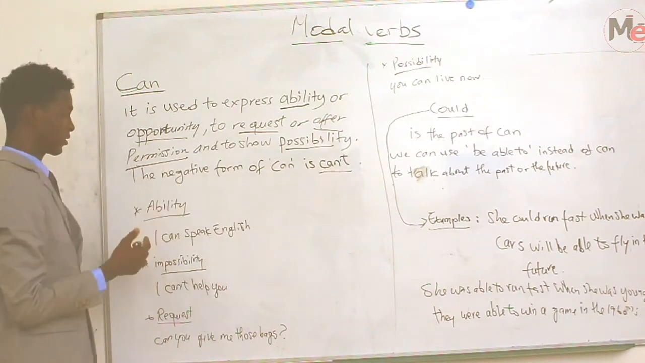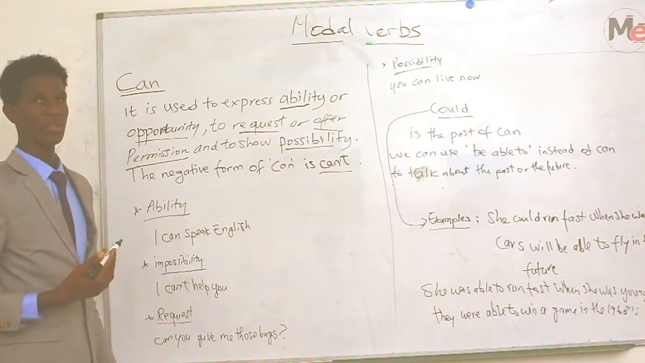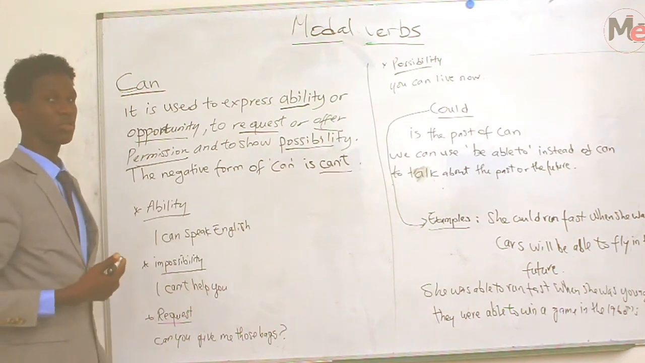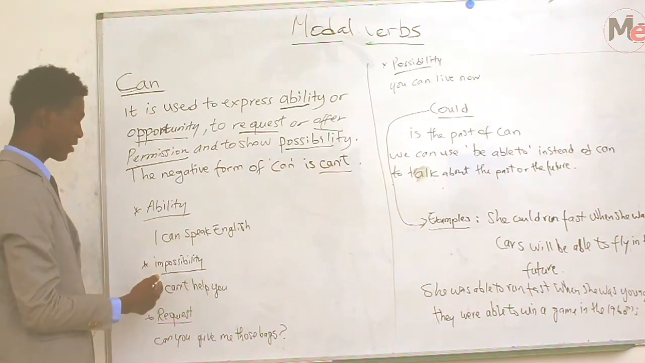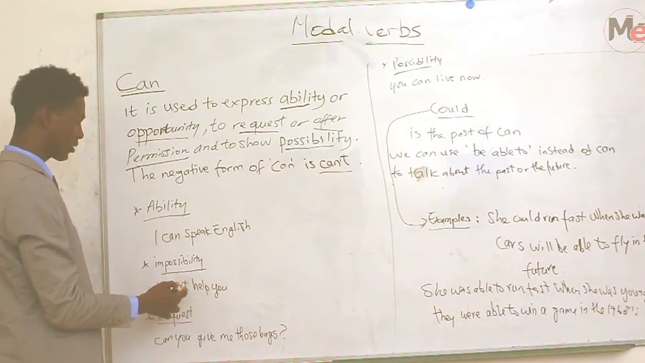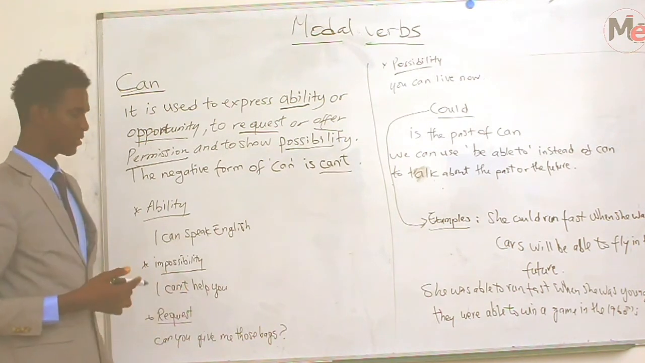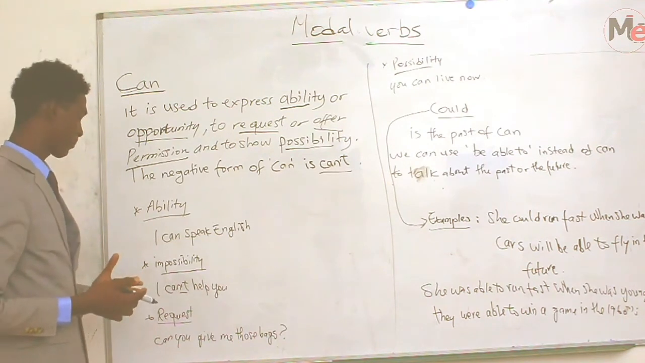First, ability. You can say I can speak English. So you have the ability to speak English. Impossibility: here, it's I can't help you. That is the negation of can. So I can't help you. This shows impossibility.